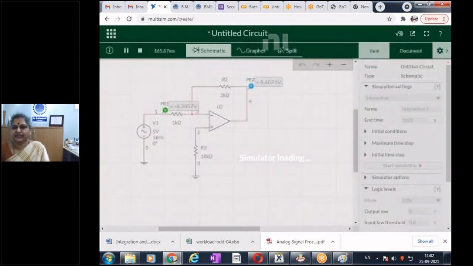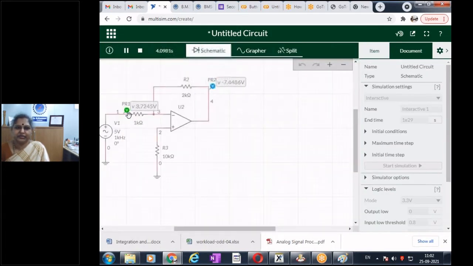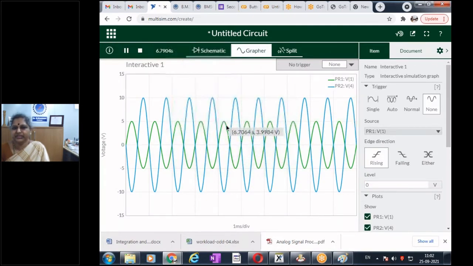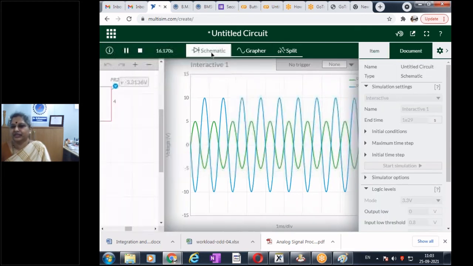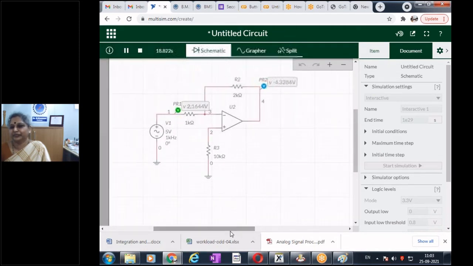Let's run it and see what is the color of my input. Input is green and output is blue. Input is green, output is blue. So somebody said it is an amplifier. Whoever said it's an amplifier is right. Have you got this? Are you able to see it? So my sine input has come out as a sine. So is it linear? My sine input has come out as a sine. So it is linear.